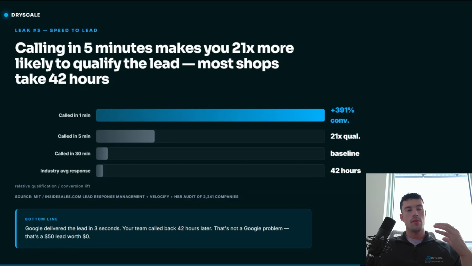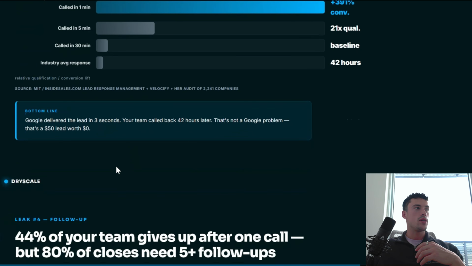The industry average response time is 42 hours, which is just ridiculous. This is an emergency service. If somebody's basement is leaking and it takes 42 hours to get to the lead, they are already gone to somebody else, most likely Groundworks or Basement Systems, because they have people on standby calling all hours of the day, day or night, weekend or weekday, and so they're going to take that lead from you if you don't have somebody to do it.